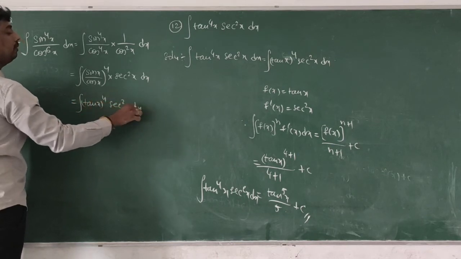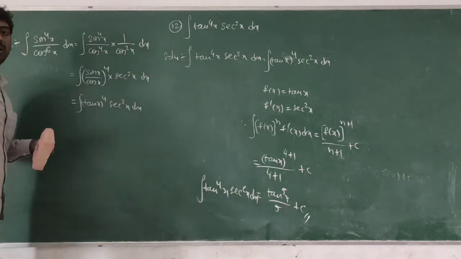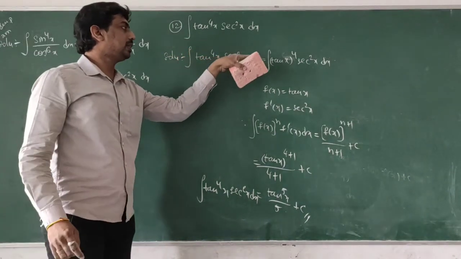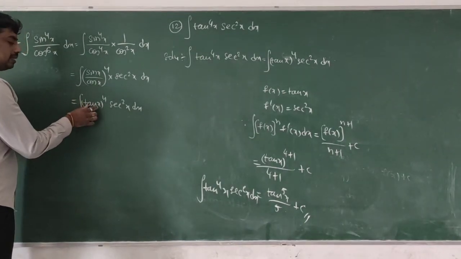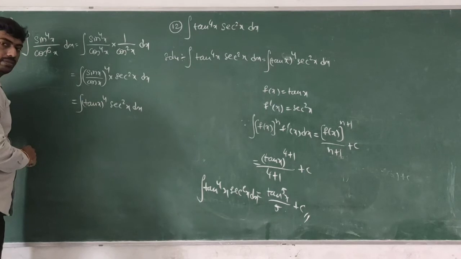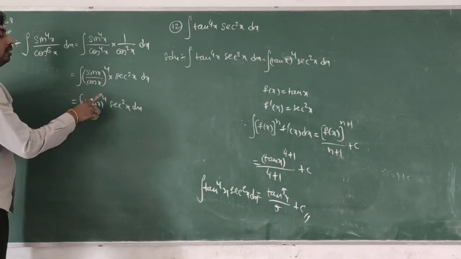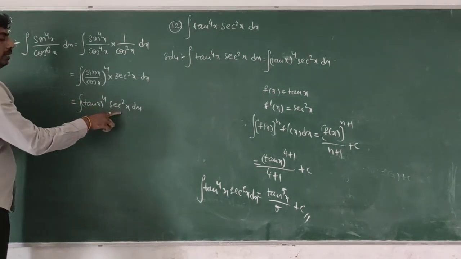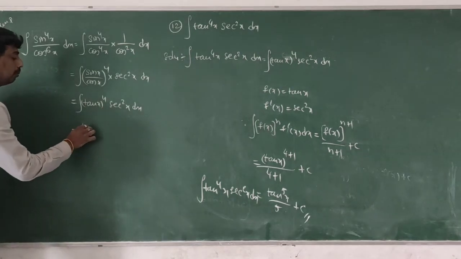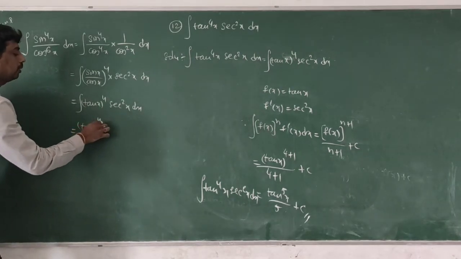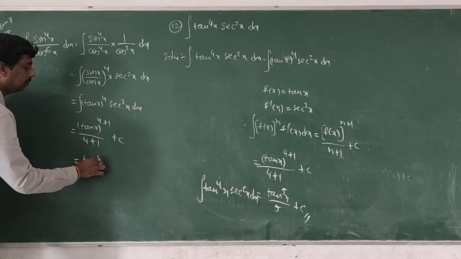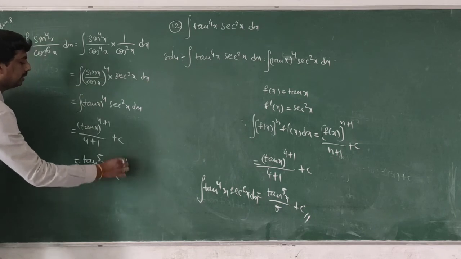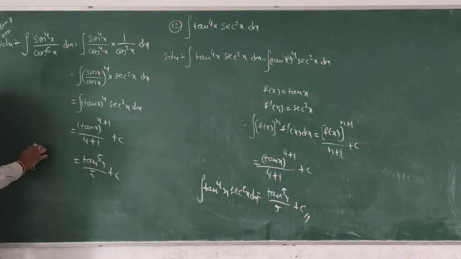Just observe the previous problem and this one. Both are the same now: integration of tan power 4 x into secant square x. Again we take tan x as f of x, and this one is f dash x. f of x whole power n into f dash x gives f of x whole power n plus 1 by n plus 1. That means tan x whole power 4 plus 1 by 4 plus 1 plus c, which equals tan power 5 x by 5 plus c, which is the integration of sin power 4 x by cos power 6 x dx.